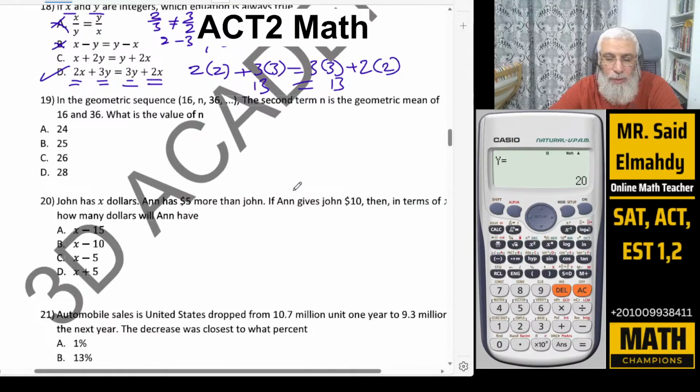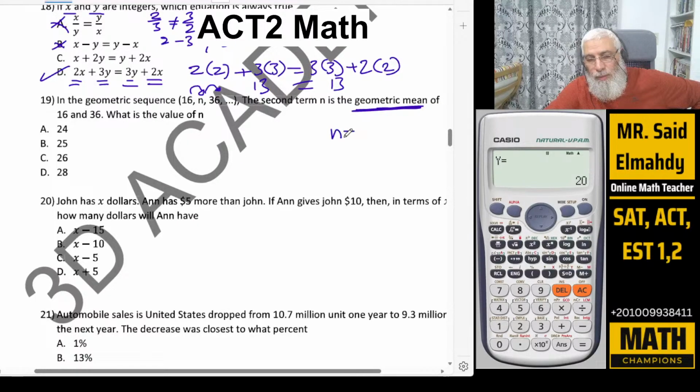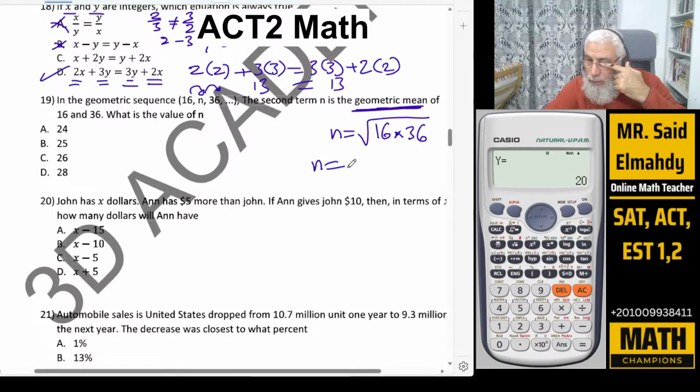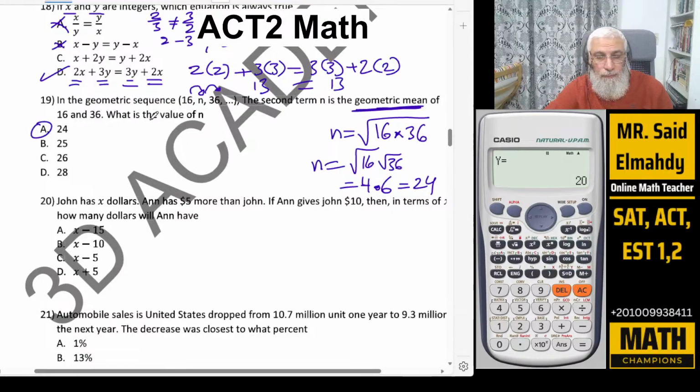Number 19, in the geometric sequence 16, n, 36, the second term n is the geometric mean. Geometric mean is n equals square root of the first number multiplied by the second number. So n is square root 16 multiplied by square root 36. Square root 16 is 4, square root 36 is 6. So n is equal to 24. So the answer is 24.